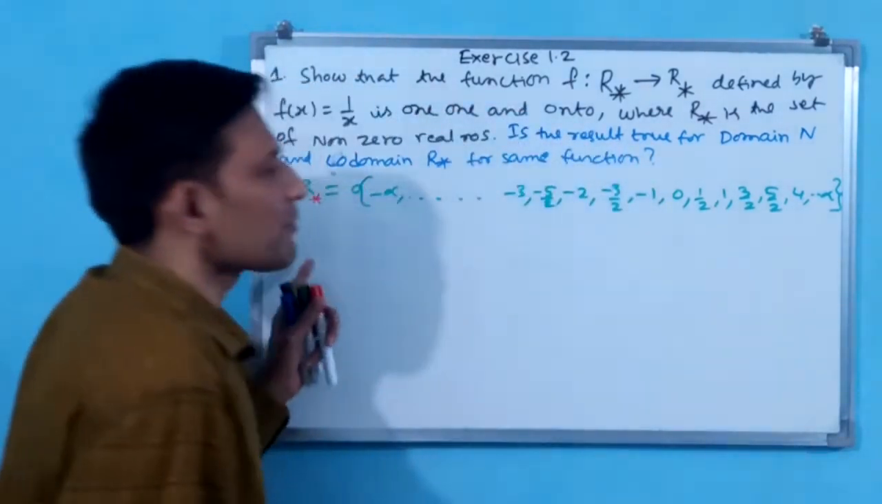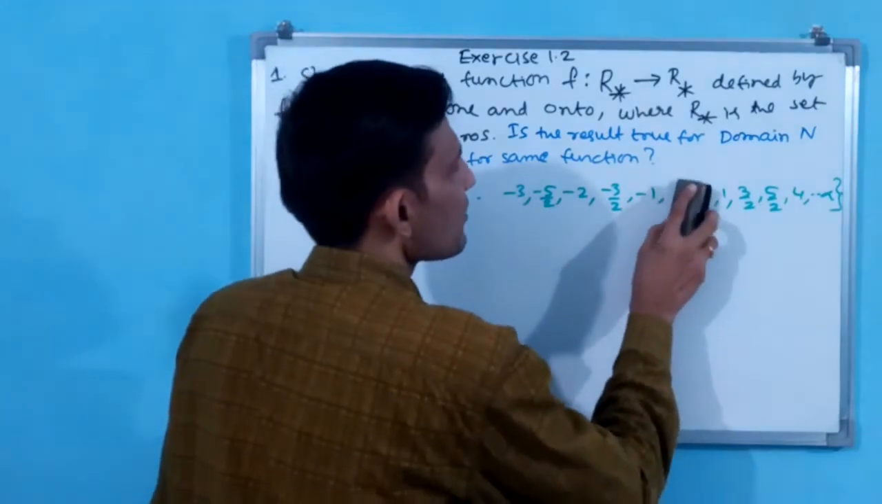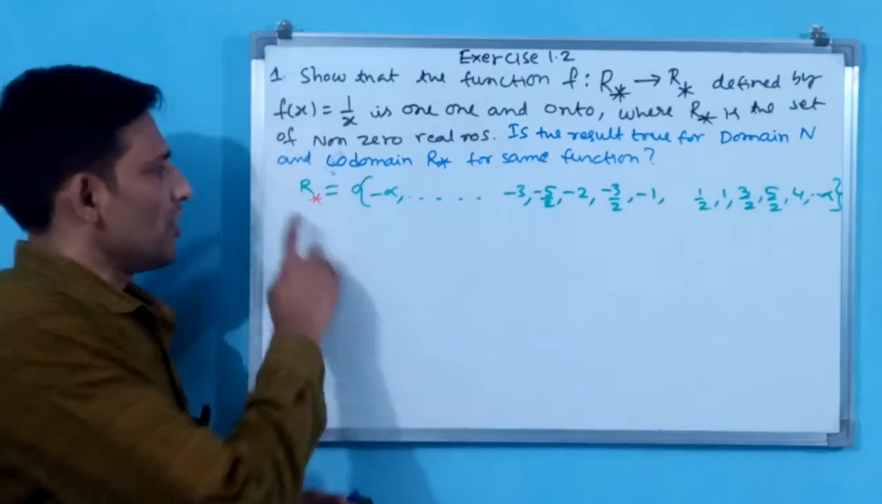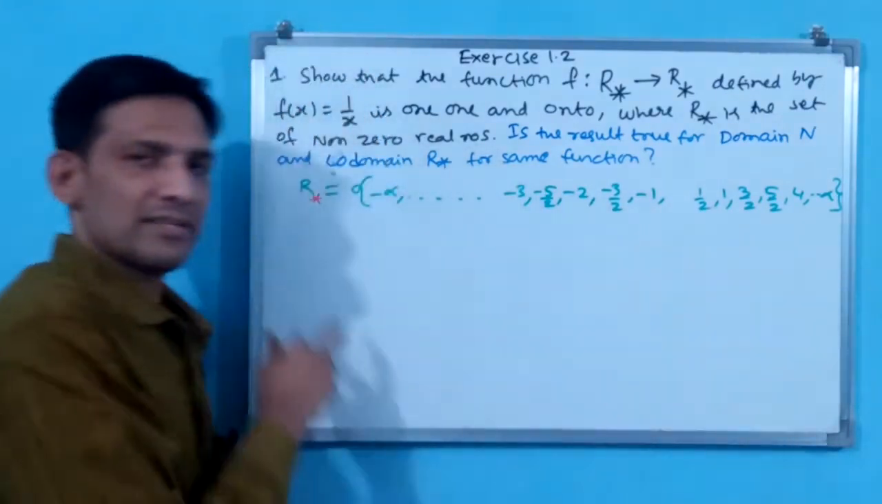See, I have put R star, which means I have to do something. What I have done is I have removed 0 here. Now there is no 0. This is called the non-zero real numbers, R star.